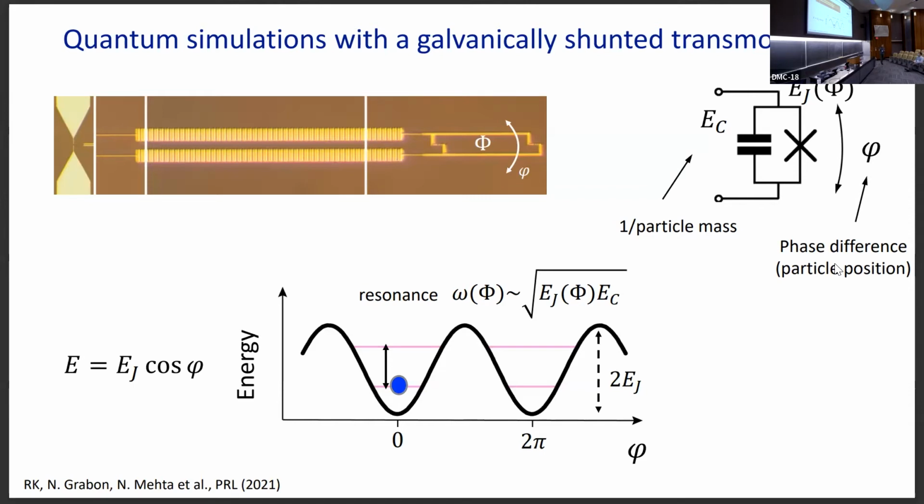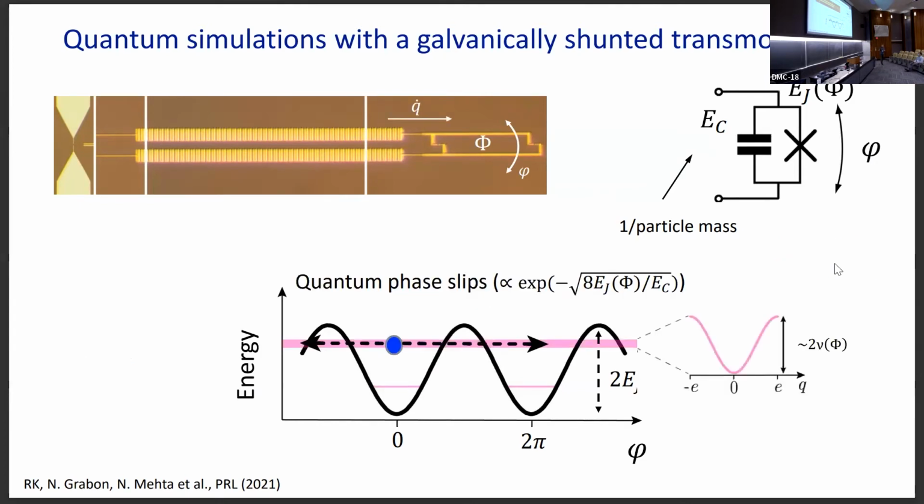Now, if this potential is not deep enough, or if your charging energy, which plays the role of 1 over particle mass, is large, so the particle is light, so it can tunnel between wells. And this tunneling is called quantum phase slips. What it does is introduce broadening to the levels, which you can also think of as dependence of the energy on a conjugate variable, which is charge, the quasi-charge, which flows inside the junction.